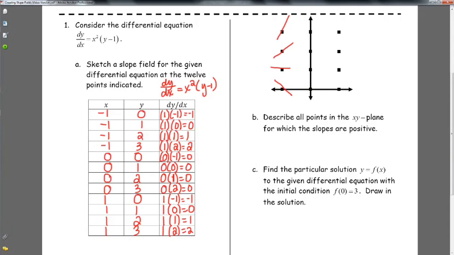At the origin, I have a horizontal tangent line. At the y-intercept of 1, I have a horizontal tangent line. At the y-intercept of 2, I have a horizontal tangent line. At a y-intercept of 3, I have a horizontal tangent line.